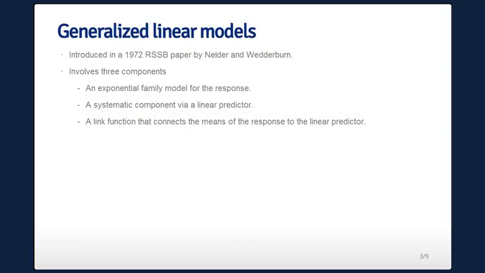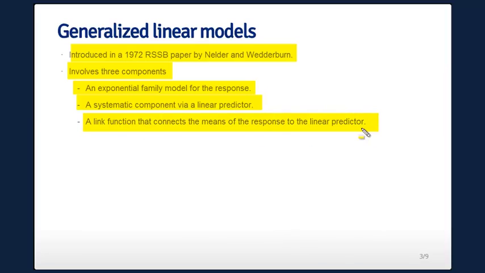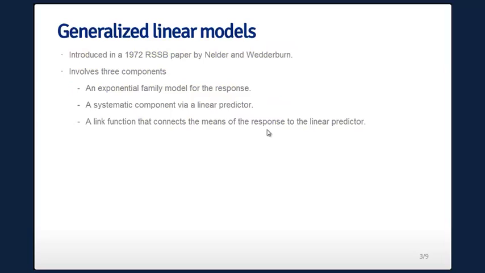GLMs are generalized linear models. They were introduced in a 1972 JRSSB paper by Nelder and Wedderburn. And the GLM involves three components. There's a so-called exponential family model for the response, a systematic component via a linear predictor, and then a link function that connects the means of the response to the linear predictor. We'll go through all three parts, but now you know what a GLM is in terms of its definition. It has to have those three things, but we'll go through the specifics of what they are.